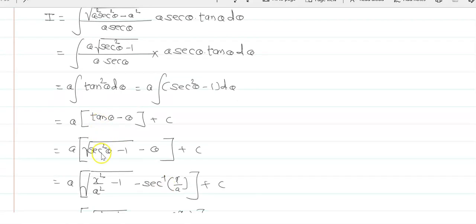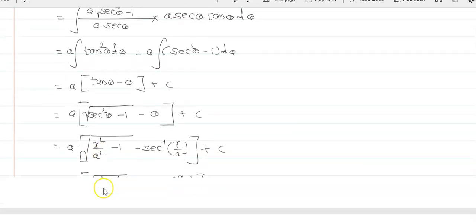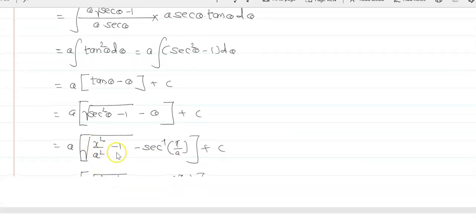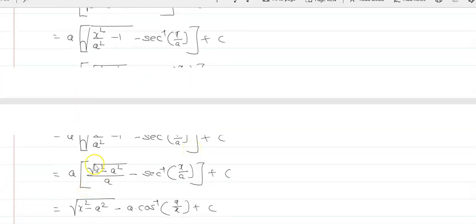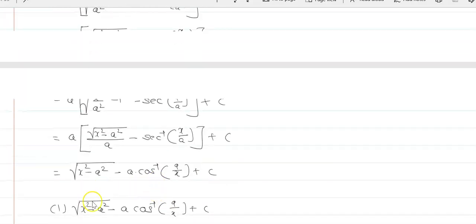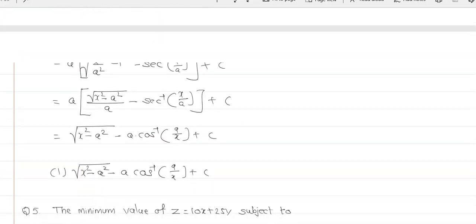Substitute the value of tan theta as root of sec square theta minus 1, minus theta plus c. Substitute the value of sec theta, that is root of x square upon a square minus 1, minus sec inverse of x upon a plus c. That is nothing but, if we evaluate this, root of x square minus a square minus a sec inverse of x upon a plus c, and hence option 1 is the correct one.